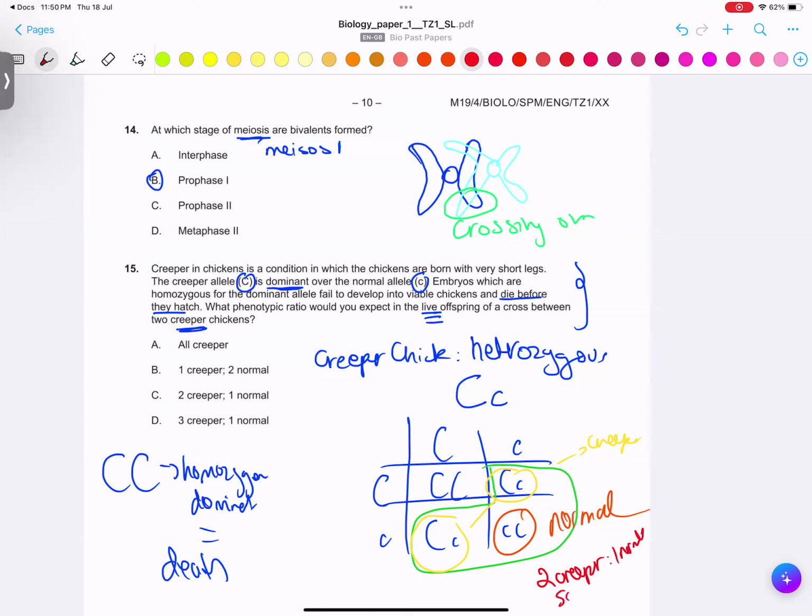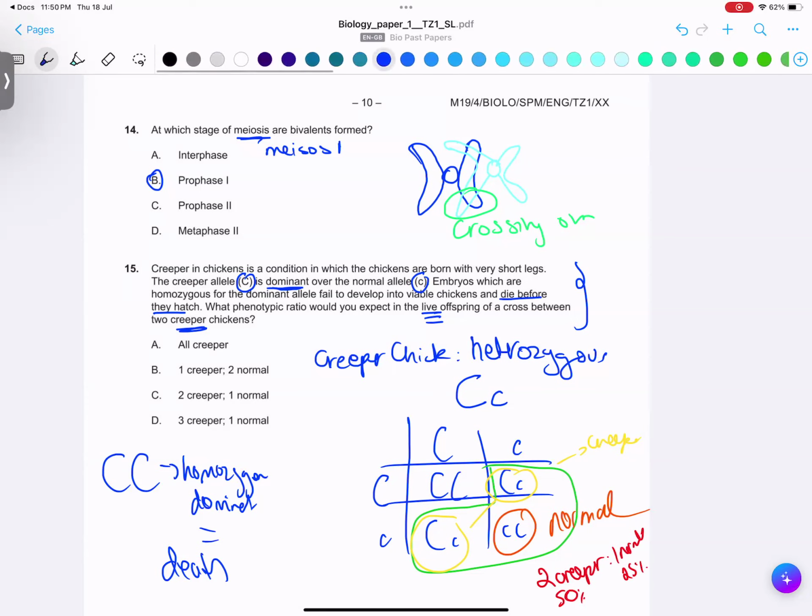Or basically 50% creeper, 25% normal, you can just say these. But anyway, let's check our answer. It's not all creeper, no. One creeper, two normal, no, it's the opposite. Two creeper, one normal, yes. So our answer is C.